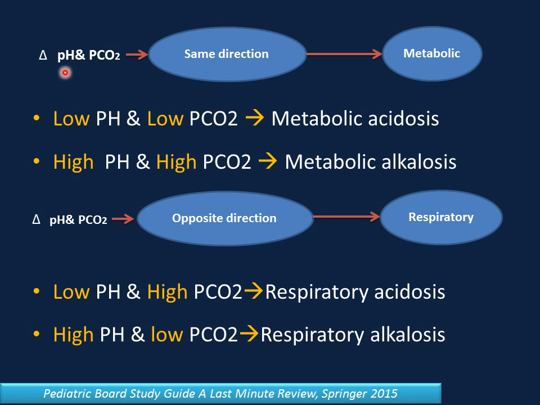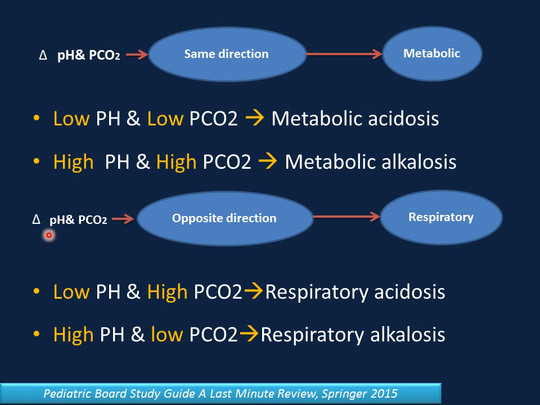Again, check the change in the pH and PCO2. If the change in the pH and PCO2 is in the same direction, you are dealing with metabolic. If the change in the pH and PCO2 is in the opposite direction, you are dealing with respiratory. For example, if you have low pH and low PCO2, it is metabolic acidosis. If high pH and high PCO2, it is metabolic alkalosis.